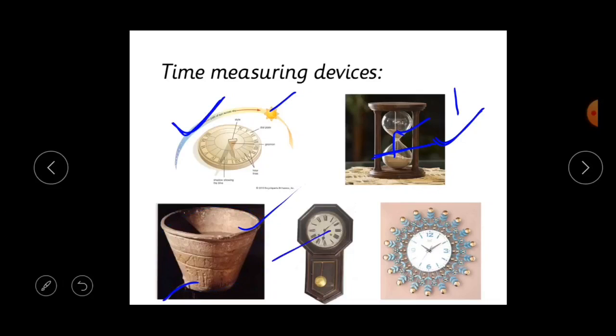Next, afterwards we are having clocks, isn't it? This is called the pendulum that we are going to study here. This is called the simple pendulum. Afterwards, now we are having electric clocks, isn't it? Digital clocks. Yes, now we are having digital clocks also. So these are the time measuring devices.